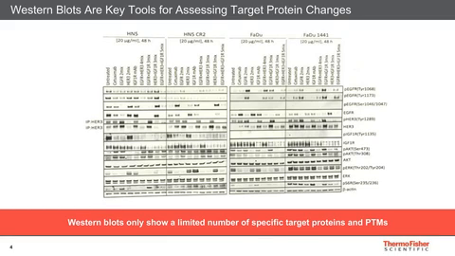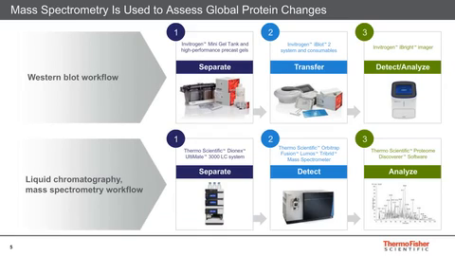Western blots are one of the key tools for assessing protein changes among numerous samples and conditions. This powerful technique enables biologists to study specific proteins, but it can be difficult to find good antibodies verified for high specificity and low cross-reactivity for all protein isoforms. In addition, Western blots only show a limited number of target proteins and post-translational modifications. Therefore, key biological changes may be missed if they are not probed for. So how do you see what other changes are happening in the rest of the proteome?